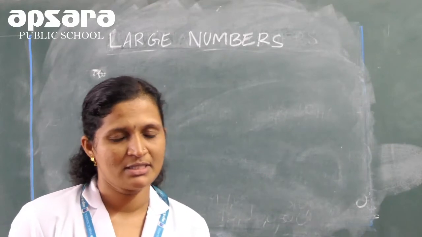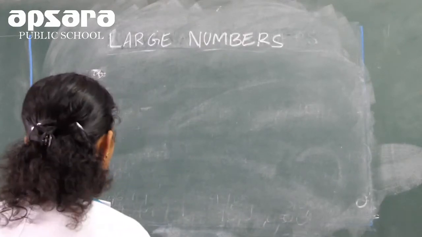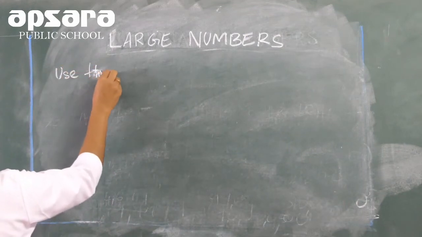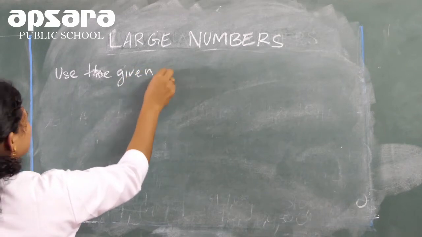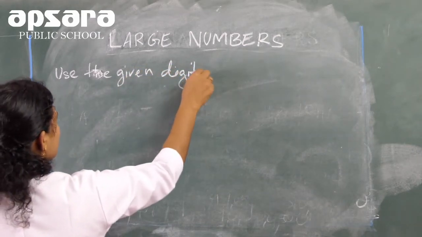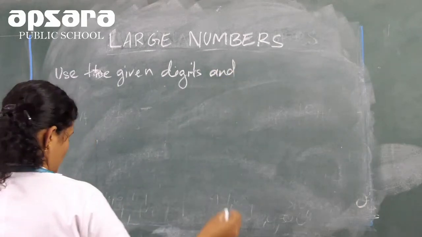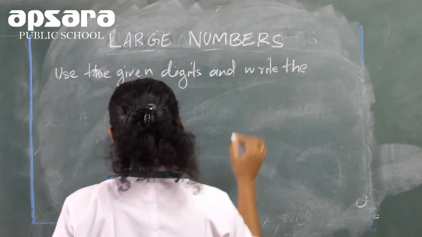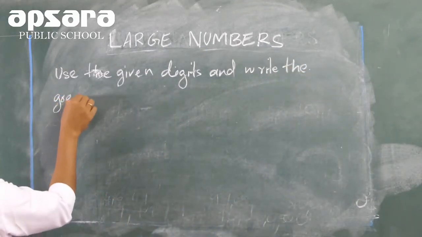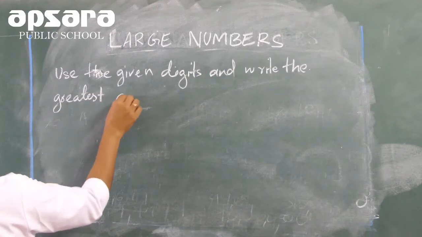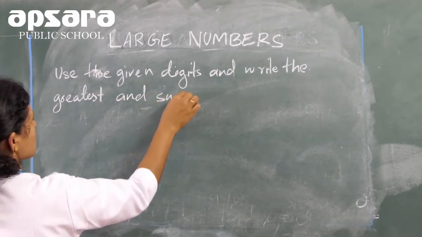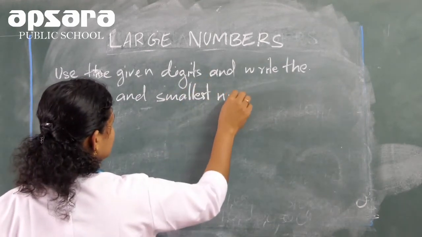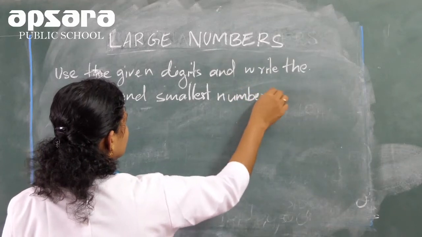Okay children, now we discuss a few questions. And our question is, use the given digits and write the greatest and smallest number you can form.